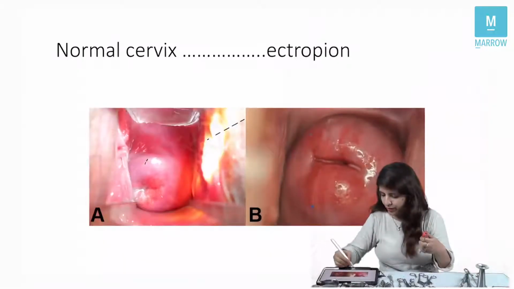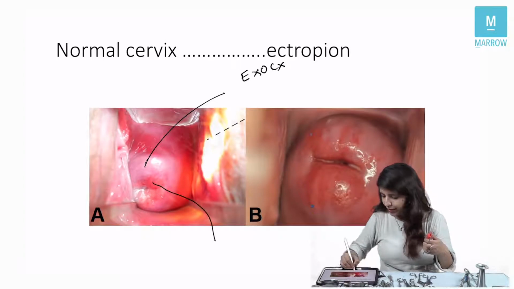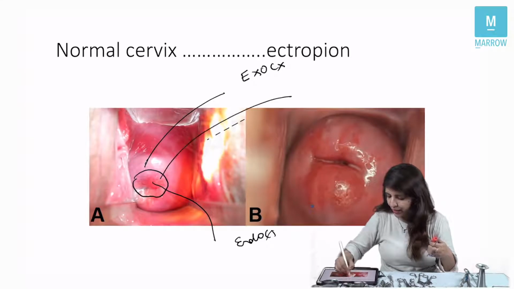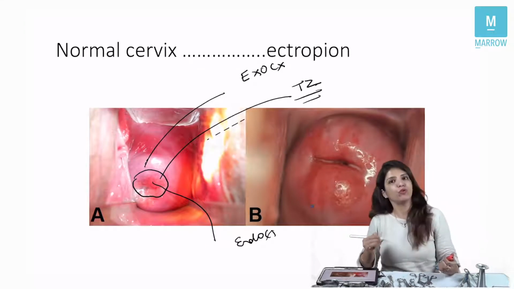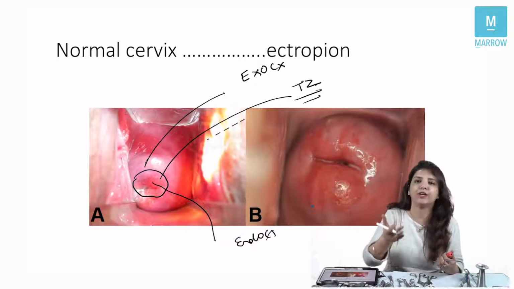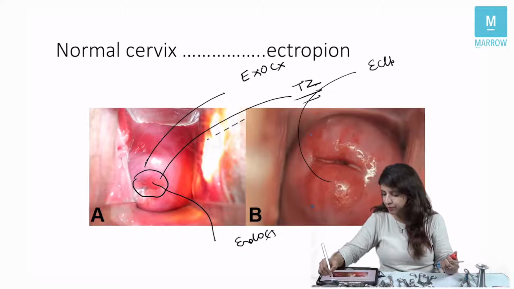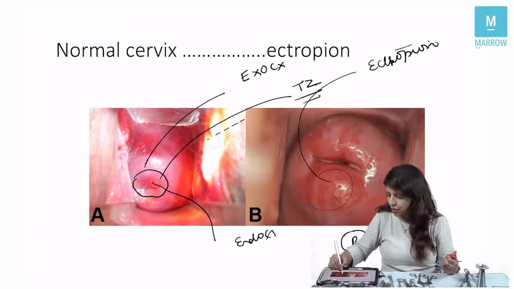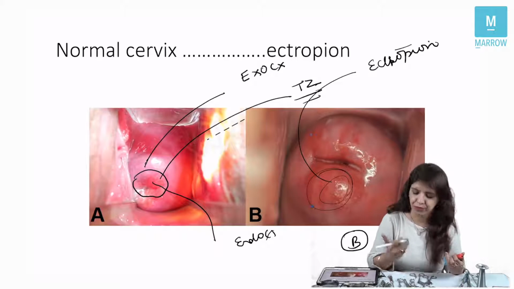In this image over here, the pink colored part will be the exocervix. Whatever red colored part you are seeing will be the endocervix, and in between them, whatever pale area you get will be the transformation zone, right? Now, if a lot of red area starts appearing on the pink area, that means the endocervix has moved out, and that is called ectropion. In image B, you can see a lot of red colored area. That means the endocervix has moved out, right?